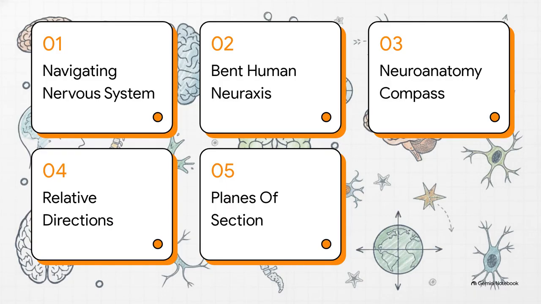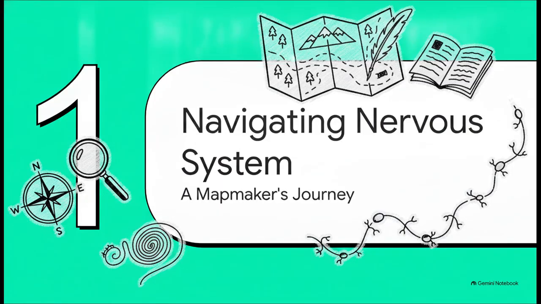Okay, let's dive right into our syllabus for today. Navigating the nervous system, the bent human neuraxis, the neuroanatomy compass, relative and functional directions, and finally, standard planes of section. Section 1. Navigating the nervous system, a map maker's journey.